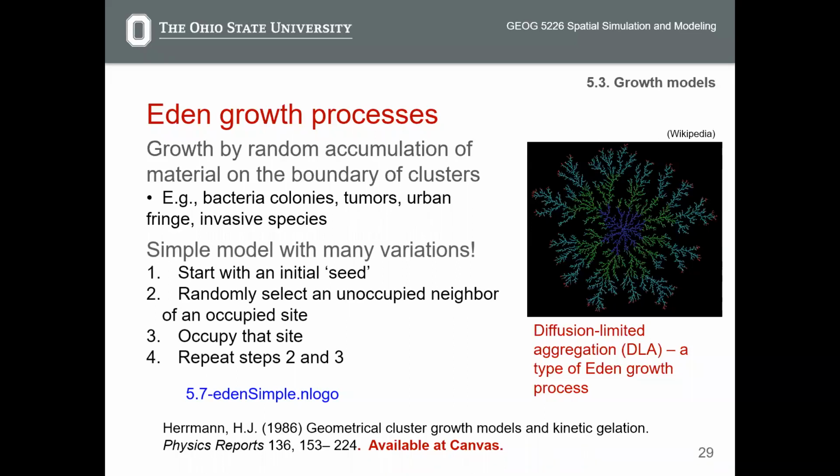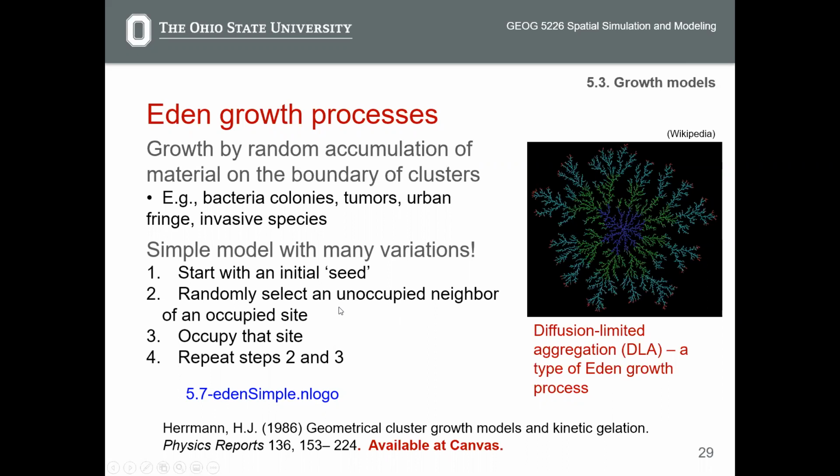And a simple model with many variations, but the very basic version of Eden growth process should follow these steps. Okay, first step, start with an initial seed. Usually we put this seed on the center of the lattice, and then randomly select one unoccupied neighbor of an occupied site. So at the very beginning, only the central cell is the occupied site. It's a seed. It's the first site that is occupied. Which means that the first step is choose one of the unoccupied neighbors of the seed and occupy it. Right. Step 3, occupy it, and repeat steps 2 and 3.